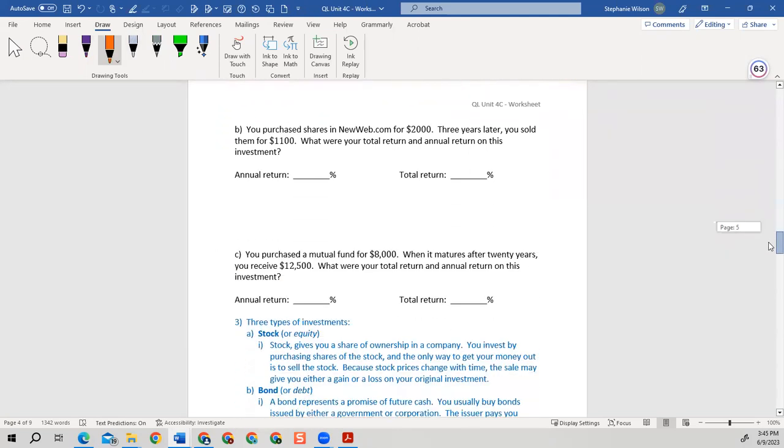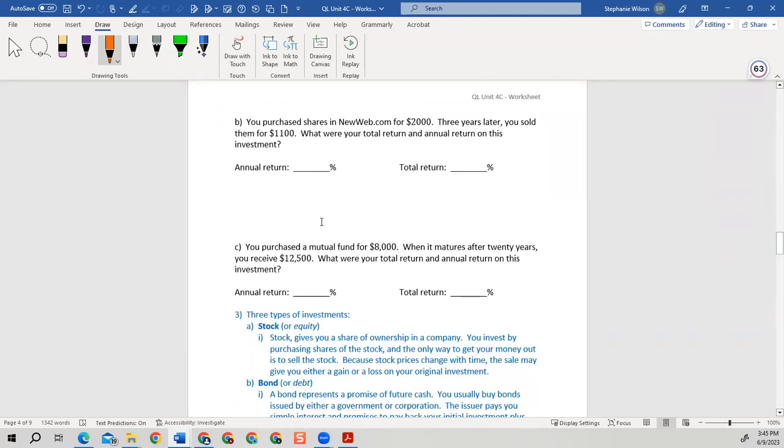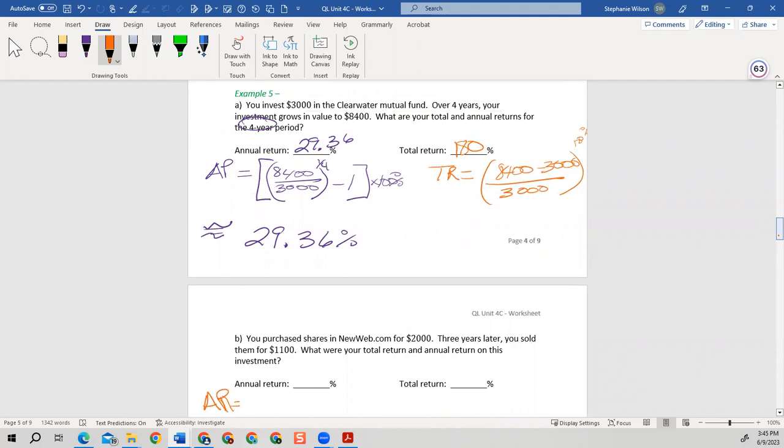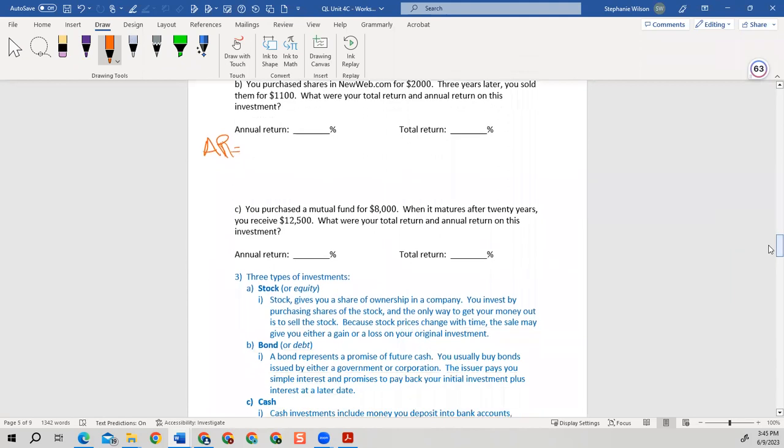Let's look at B. B says you purchased shares in newweb.com for $2,000. 3 years later, you sold them for $1,100. What were your total return and your annual return? So we're going to do the same way, right? We could call it annual AR. Let's call it AR. I just got carried away with the P. R for return. That's better. All right. Let's plug it in.